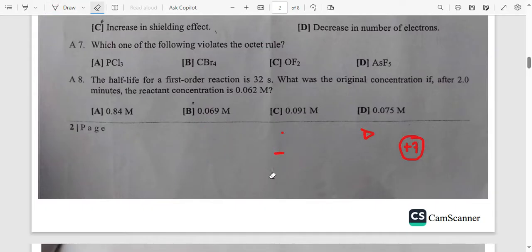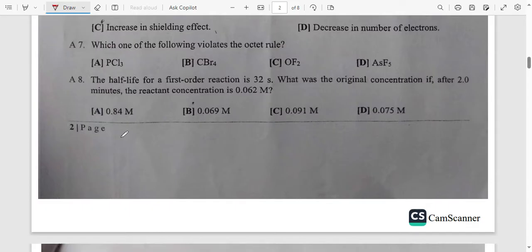Question 7. Which of the following violates the octet rule? To find out which one is going to violate the octet rule, let's start. Mostly those which violate the octet rule will be those atoms which are in group 2, group 3, especially where there is phosphorus. Let's find out, for example, PCl3.